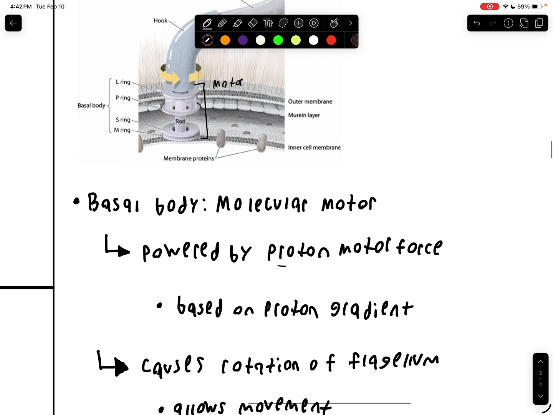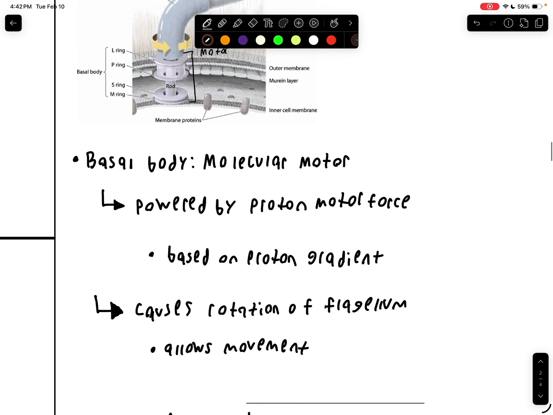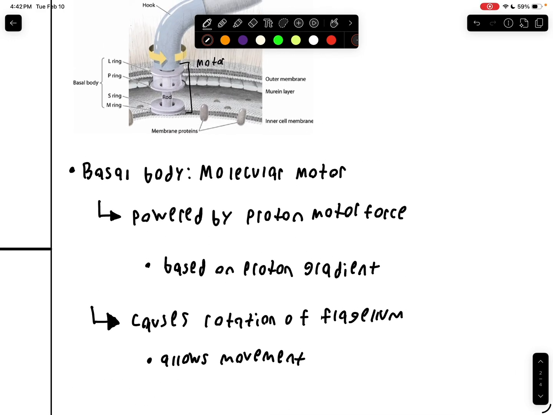And it's powered by the proton motor force. So as you can imagine, this is a motor, so it's run by the proton motor force, right? And it's based on that proton gradient, which we talked about earlier. Because you're able to keep certain charges out and put them in, you form this gradient. And so it causes the flagellum to literally rotate. So you can imagine having a long piece of spaghetti that you're just moving around and you're making it spin, and that allows you to move.